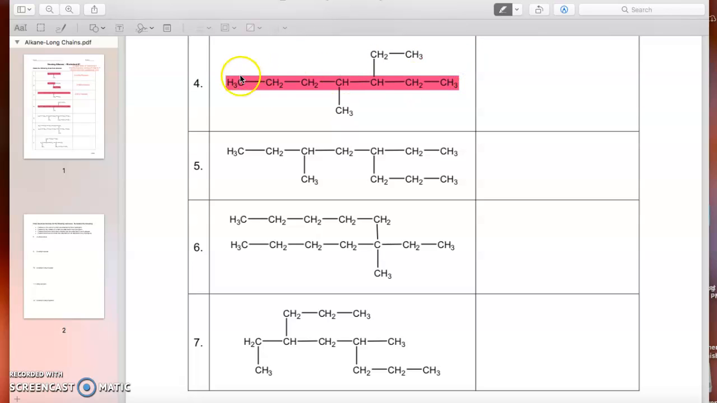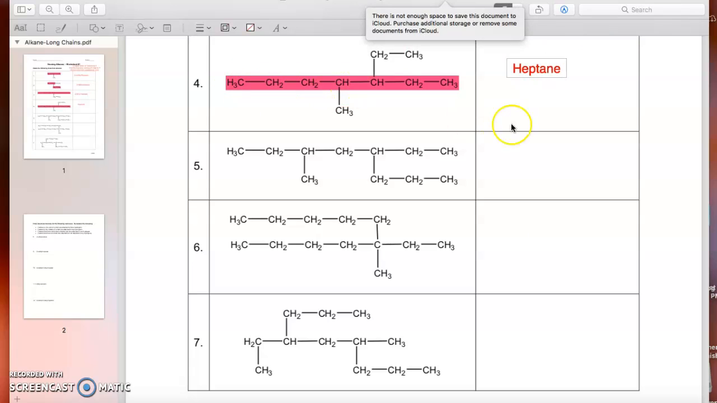Like that. So that's going to be 1, 2, 3, 4, 5, 6, 7. So 7 is going to give us heptane. And so then off of my 4th carbon, I have a methyl group, and off of my 5th carbon, I have an ethyl group.